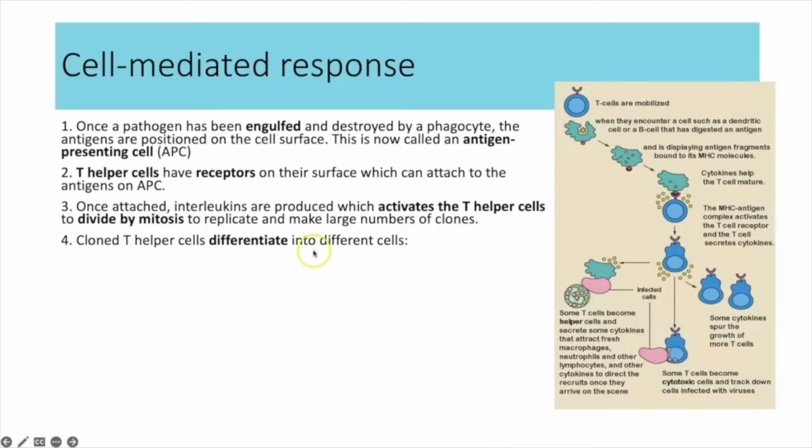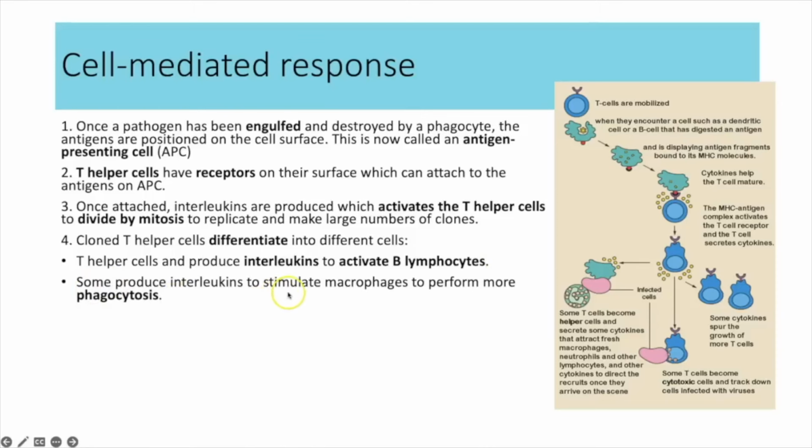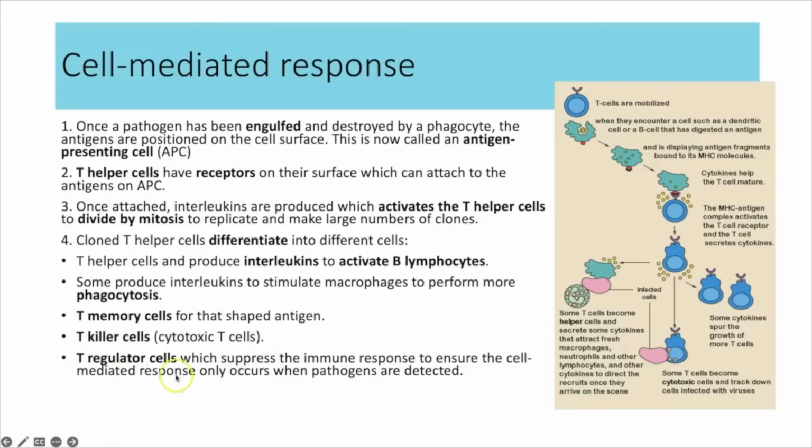The clone T helper cells then differentiate into different cells that are needed. Some of those T helper cells will remain as T helper cells, and they'll produce interleukins to activate the B lymphocytes. Some will produce interleukins to stimulate macrophages to perform more phagocytosis as well. We also get T memory cells, and these are T cells that will retain that particular shape receptor for that antigen in case of reinfection. We then have T killer cells, or cytotoxic T cells, and we'll go through those in a bit more detail on the next slide. Lastly, we have T regulator cells, which suppress the immune response to ensure that the cell-mediated response only occurs when the pathogens are detected.